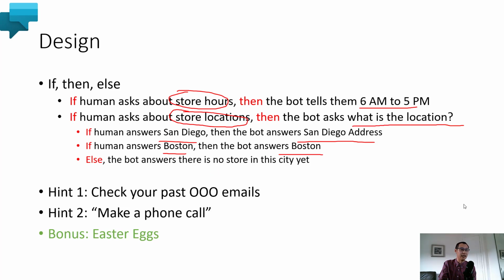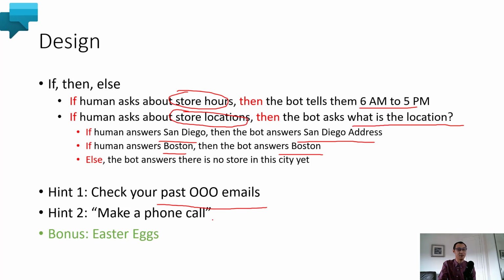While you are thinking about the areas and topics that your bot can answer, one of the easiest things you can do is to check your past out-of-office emails. This will give you some great ideas on what questions or emails you might receive from people. And the second way is you can also take your phone and call your cable company or your internet company. If you call them, what will you hear? Press 1 for something, press 2 for something. This will also give you some great ideas on what you can put in your bot.